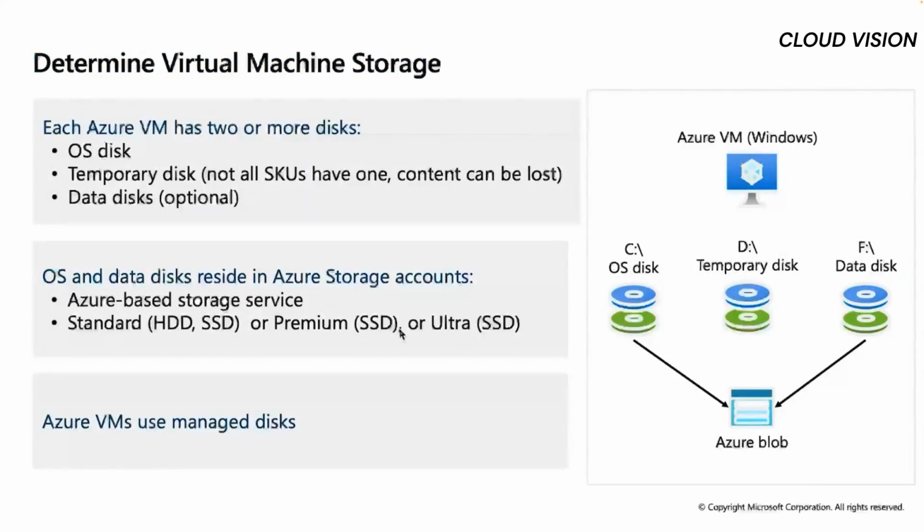To spin up a virtual machine, you have to have a disk, and there are a minimum of 2 disks you require. So that's the minimum requirement for each Azure VM. Which are these? One is an operating system disk, and the other one is a temporary disk. And the temporary disk can lose the content. So it's just for temporary processing purposes, as the name suggests.